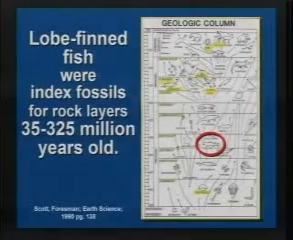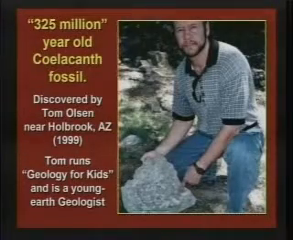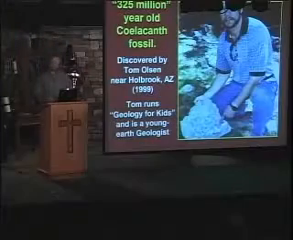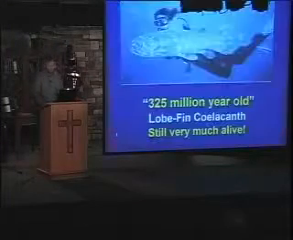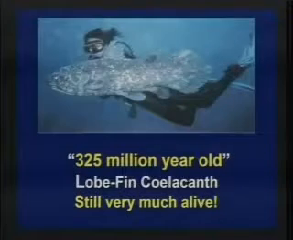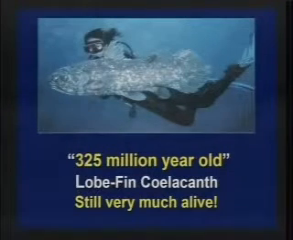For instance, lobe-finned fish were index fossils for rock up to 325 million years old. So any rock layer found with the lobe-finned fish fossil in it, everything in the layer was dated 325 million years old. Except they found the coelacanth, the lobe-finned fish, alive 70 years ago. Not extinct for 300 plus million years. So either that fish refutes the old Earth dating methods, or that scuba diver is 325 million years old. And choose for yourself what you want to believe.